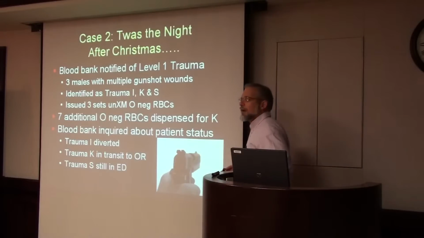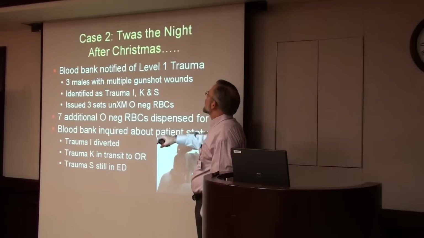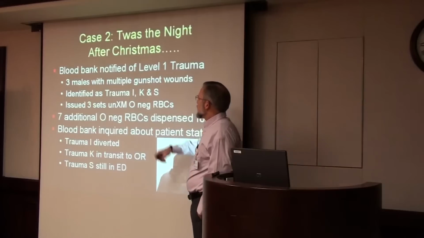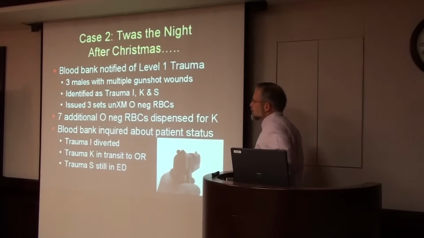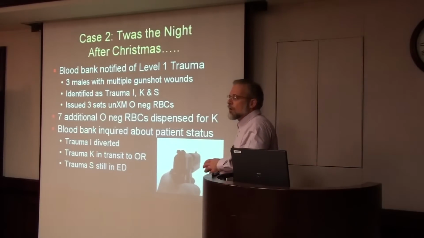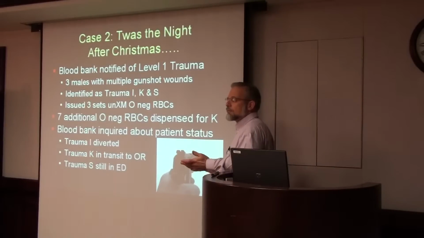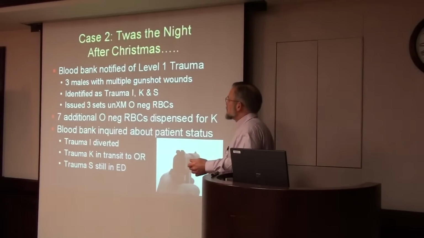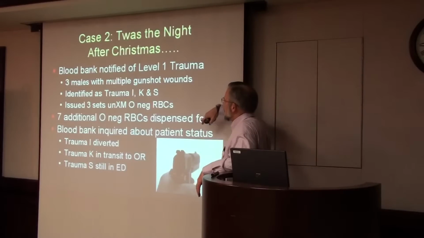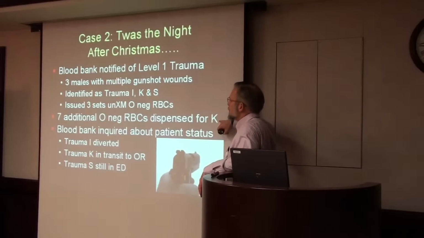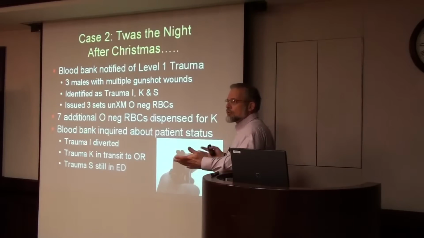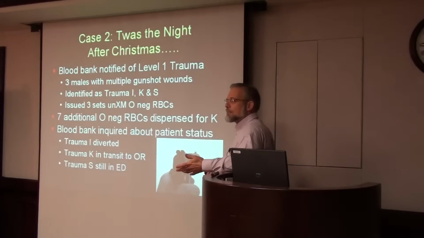At that time, we were identifying our trauma cases by letters, and so they were identified as trauma I, K, and S. As our massive transfusion protocol is, we immediately issued 3 sets of Group O Rh negative red cells in 3 separate coolers for the ER to have when the patients arrived. As soon as we delivered those, we got a phone call saying that patient K was badly hemorrhaging. You need to send up 7 more additional Group O red cells. We don't have time to get you a sample to do the blood type.